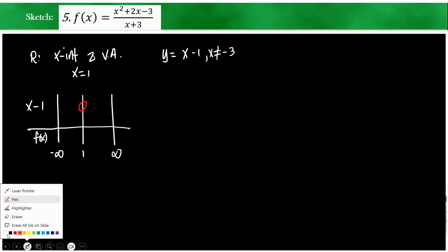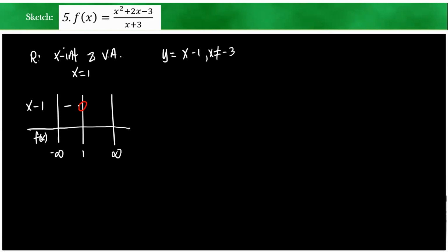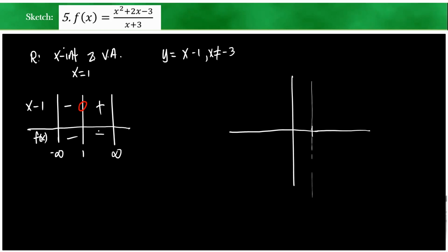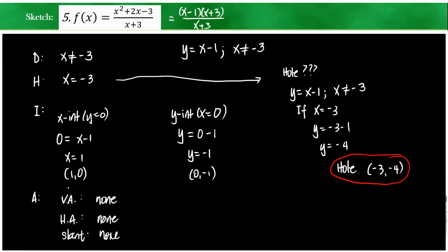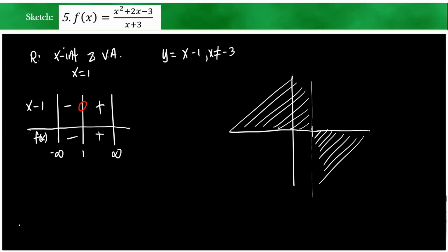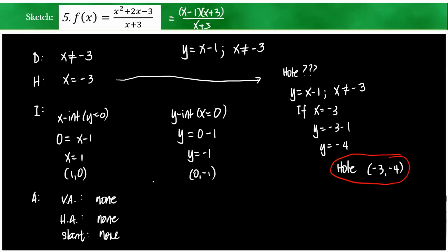So whatever test value, it's up to you. Let's just say 0. 0 minus 1 is negative. Positive. So some of you might ask, ano itsura nito, sir? Ganito lang siya. Ito, di ba sa 1? Shaded, I should not have any graph on top. I should not have any graph at the bottom. Okay. When x is 0, (1, 0), that's an intercept. And (0, -1), that's an intercept also.